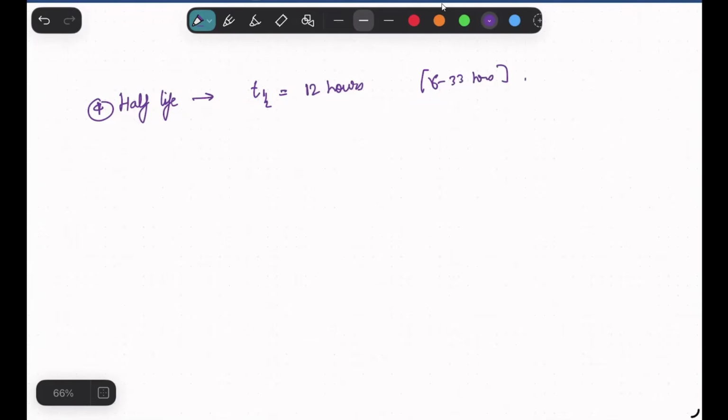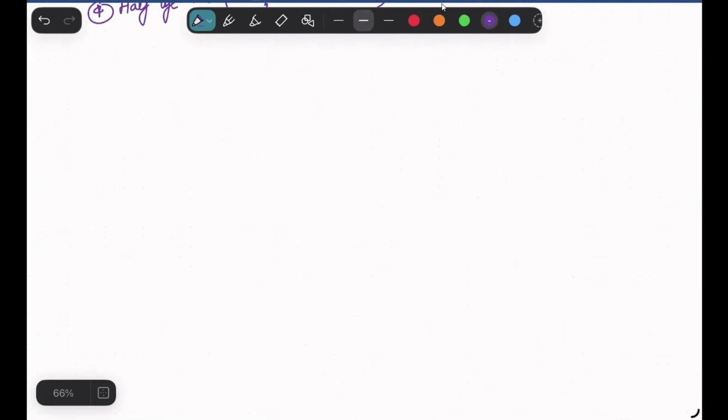Remember this, this is asked frequently in exams. Half-life, what is the half-life? That is 12 hours. You can see it in the standard textbook, and it is almost the same in CTP also. I am quoting a reference because it will be asked in the exam. Coming to the fifth topic, drug interaction.